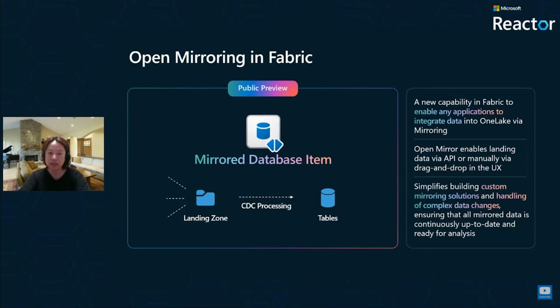And during this processing, it leverages the change data capture ways that you indicated in the landing zone format to keep reflecting the insert, update, delete data from the landing zone into the destination mirror database. So it enables you to really create your customized mirroring solutions for those data sources that we don't yet support out of the box in Fabric. So you can easily mirror everything from any data systems that you may have in your enterprise. And all the data will be continuously replicated and kept up to date inside Fabric for consumption.